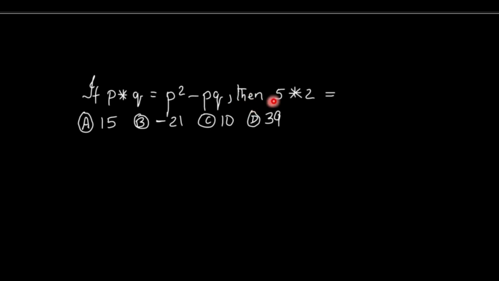All right, so this question reads, if P star Q is equal to P squared minus PQ, then 5 star 2 is equal to what? Now, this is referred to as binary operations.